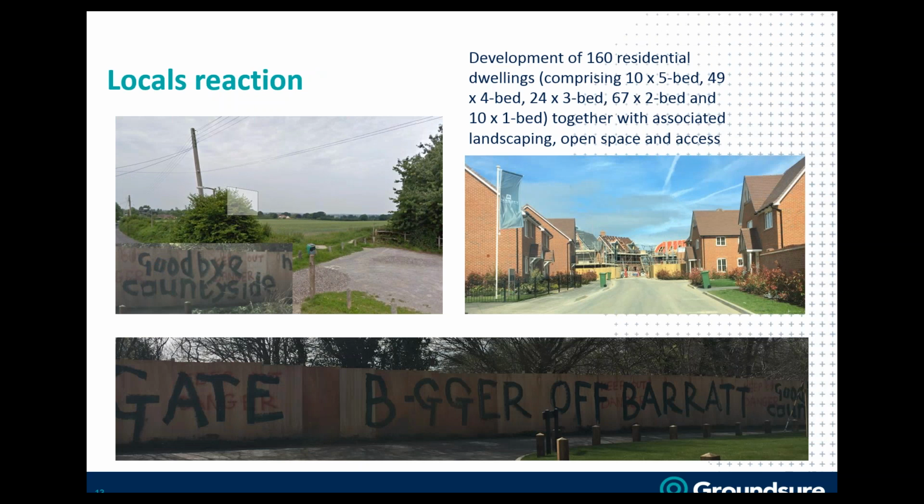Needless to say, there's always a bit of a mixed reaction when it comes to new developments, as you can see here. Land at junction of Stone Pit Lane and West End Lane, Henfield, West Sussex, where major local backlash happened. This was a development of 160 residential dwellings together with associated landscaping, open spaces, and access. And as you can see, the locals weren't too happy about it.